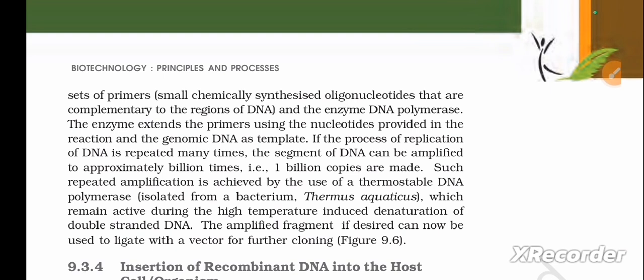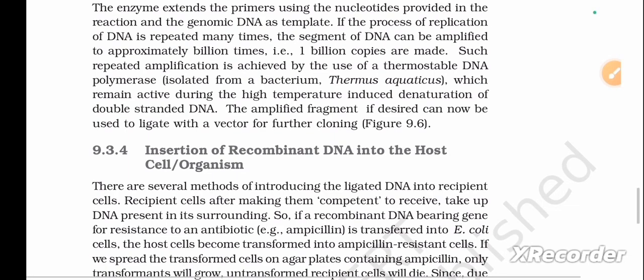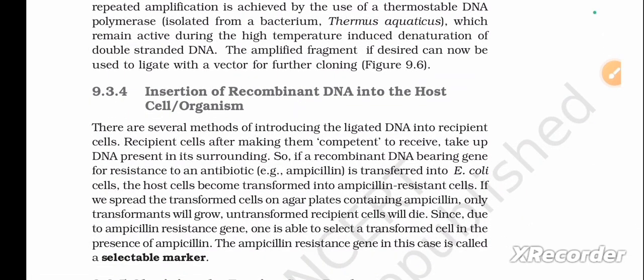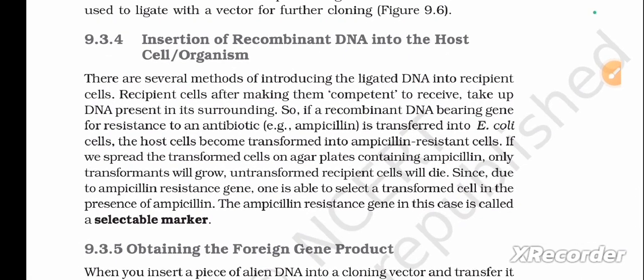Such repeated amplification is achieved by the use of a thermostable DNA polymerase isolated from a bacterium, Thermus aquaticus, which remains active during the high temperature induced denaturation of double-stranded DNA. The amplified fragment, if desired, can now be used to ligate with a vector for further cloning, figure 9.6. Next, insertion of recombinant DNA into the host cell or organism. There are several methods of introducing the ligated DNA into the recipient cells. Recipient cells, after making them competent to receive, take up DNA present in its surrounding.